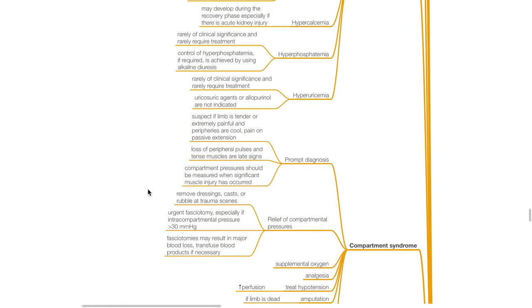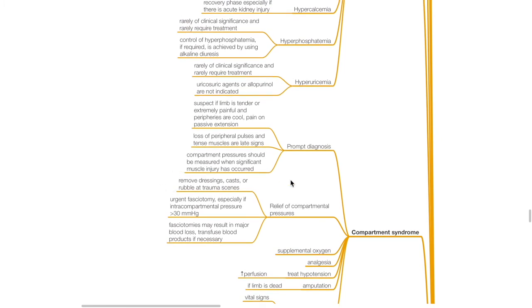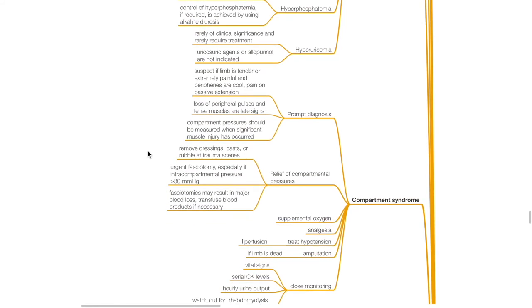Compartment syndrome. Prompt diagnosis is important. Suspect if the limb is tender or extremely painful and peripheries are cool and there is pain on passive extension. Loss of peripheral pulses and tense muscles are late signs. Compartment pressures should be measured when significant muscle injury has occurred.